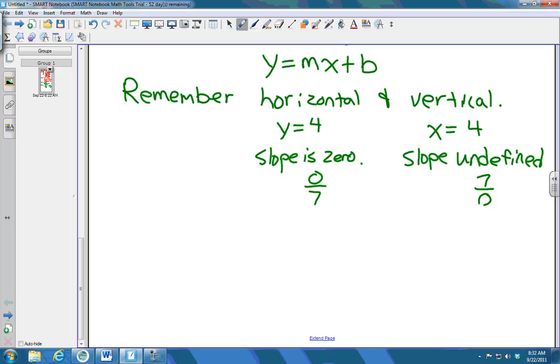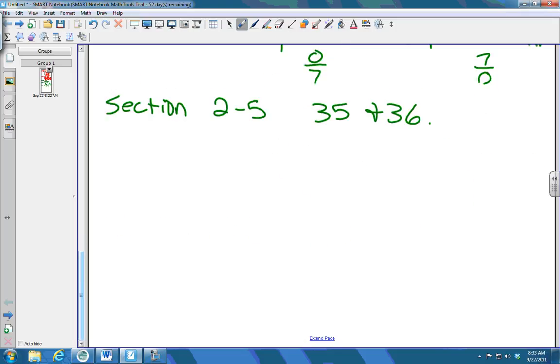From 2-5, we'll only do 35 and 36. Okay, so number 35, you're just drawing the scatter plot. Remember to change the years. The first year would be 0, and then however many years from that year would be your next one. You're going to draw the scatter plot, and then on 36, you're going to write an equation and plug in a future value. Those will be on the test. You will need to know how to do those.